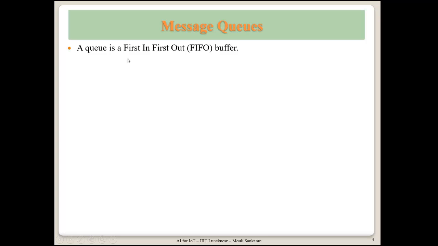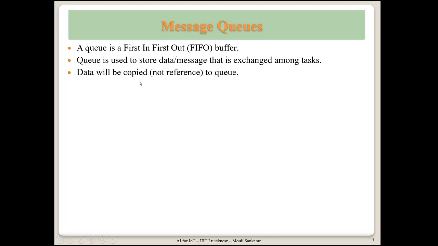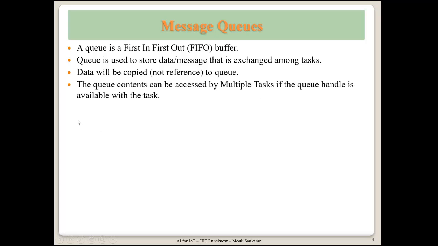A queue is first in, first out. Queue is used to store data or messages that are exchanged among tasks. Data will be copied, not a reference to the queue. So data is copied to the queue. The queue contents can be accessed by multiple tasks if the queue handle is available with the task. Blocking on queue reads: when you want to read from the message queue, if there is no message, it will get blocked and you can wait for data. You can also block for a particular time.